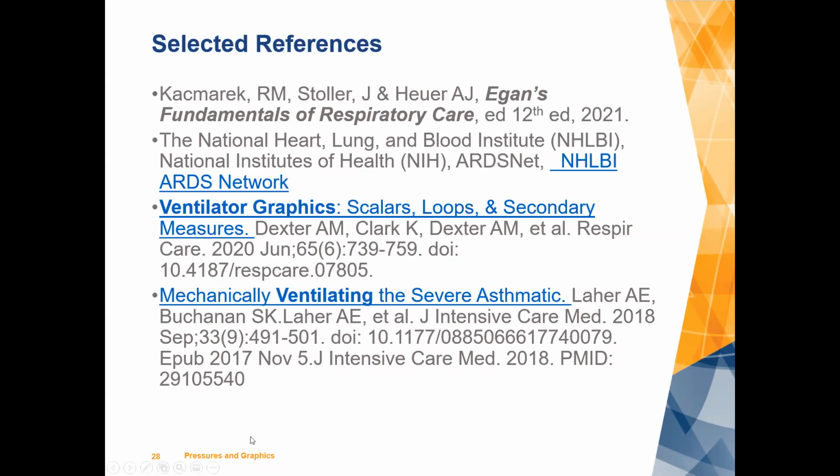Also, again, the NIH National Heart, Lung, and Blood Institute really houses the ARDSNet information that's out there. So I encourage you to avail yourself of that as well.